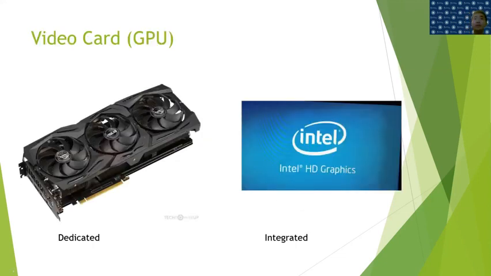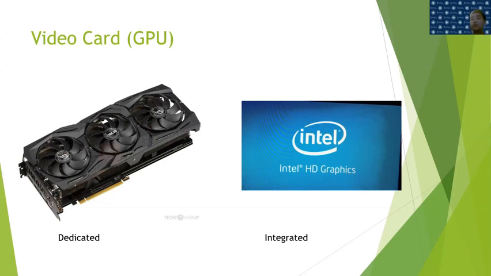The next part is the video card, or more commonly called the graphics card, or GPU. A graphics card's basic job is to output a video signal to your display or monitor. For example, without the graphics card, you wouldn't be able to see anything on your monitor. But that's only the basic job of a video card.